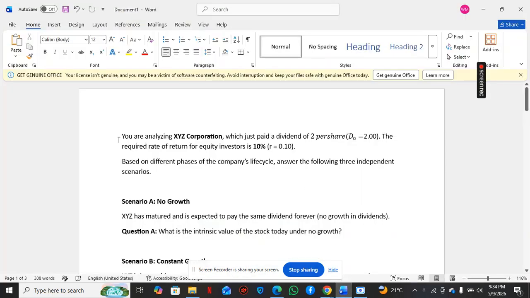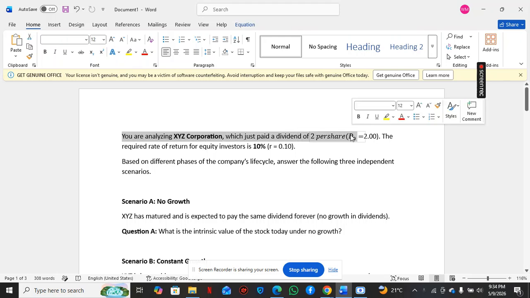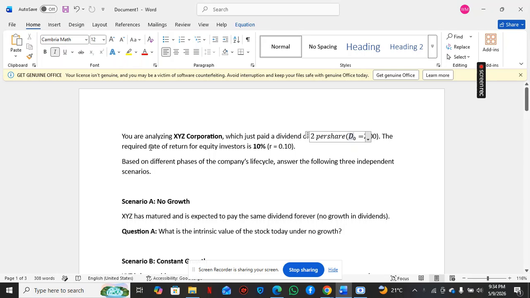You are analyzing XYZ Corporation, which has just paid a dividend of 2 kwacha per share. The required rate of return for equity investors is 10% based on the different phases of the company's life cycle. Answer the following three independent scenarios. Scenario A: XYZ has matured and is expected to pay the same dividend forever, no growth rate in dividends.